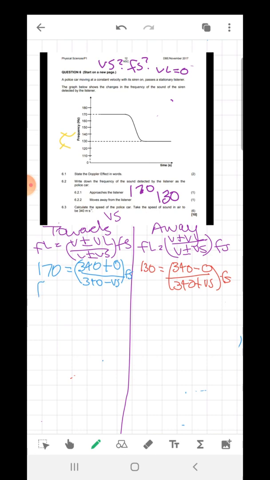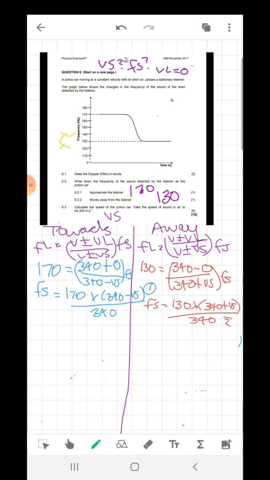Okay, so Fs is equal to 170. We're dividing by everything in brackets, so we're going to multiply by the inverse: times (340 minus Vs) all over 340. Then over here, Fs is equal to 130 divided by everything in brackets, so we multiply by the inverse: (340 plus Vs) all over 340. I'm going to name this equation 1. Sorry, it's so messy, I barely have space. And I'm going to name this equation 2.